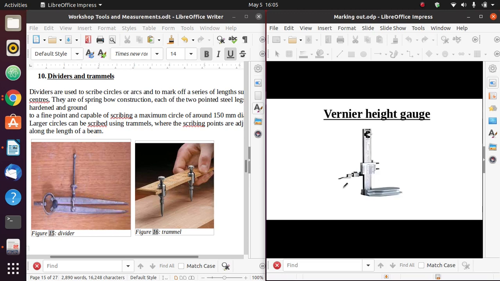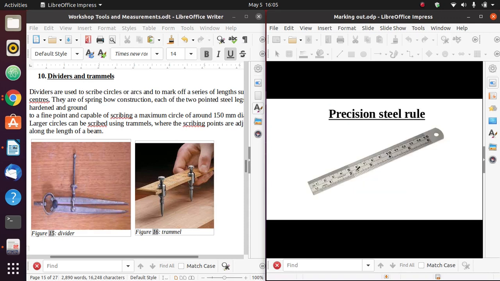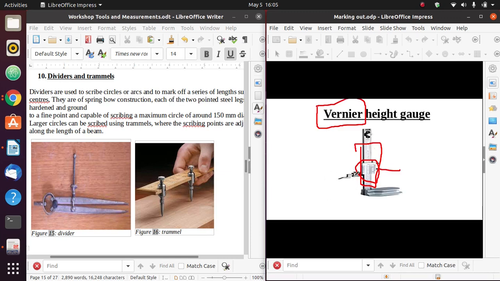Now we have a vernier height scale, and I want to talk about vernier scales because I've sent a video in the Google Classroom. I want you to go through that video very carefully so that you can understand how a vernier scale is used. Because when you look at this instrument, we have this scale here on the vertical stand, and that is known as the main scale. And then we have this smaller scale, and this is known as the vernier scale. Now the vernier scale is usually movable.